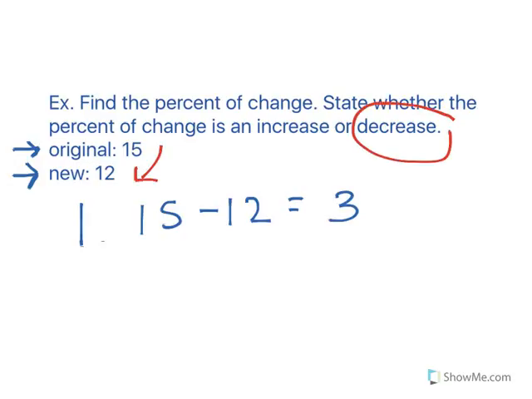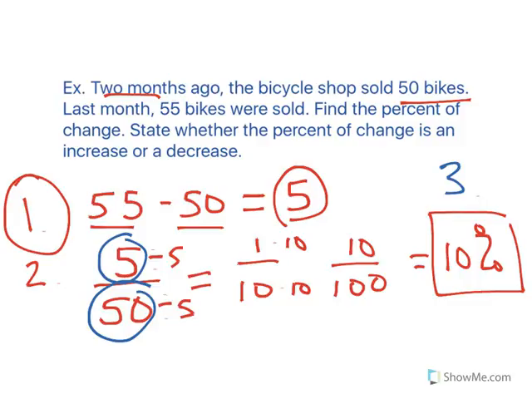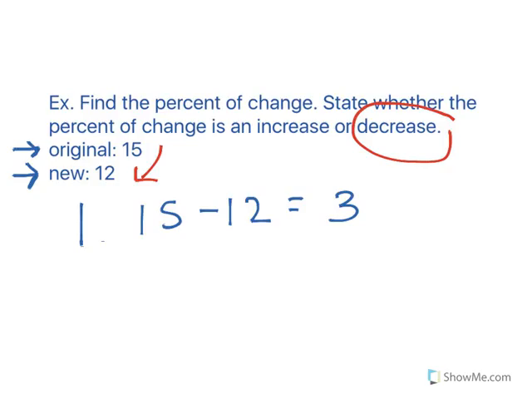And that actually reminds me, I didn't do my last question here. State whether the percent of change is an increase or a decrease. Well, it went from 50 bikes to 55 bikes, so I can say that the percent of change is an increase. So look at whether the item is increasing or decreasing. In this example, we went from 15 to 12, so that was a decrease and went down by 3.